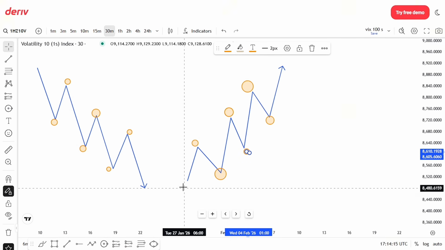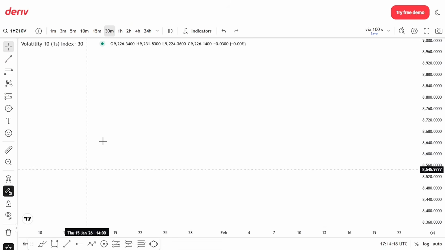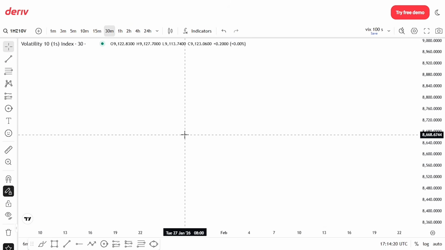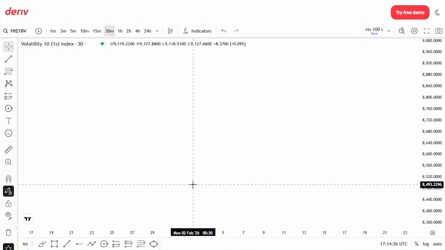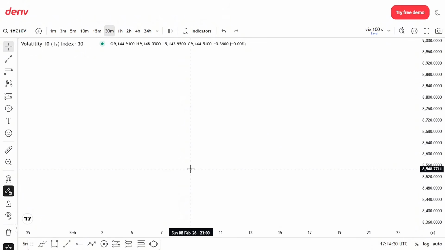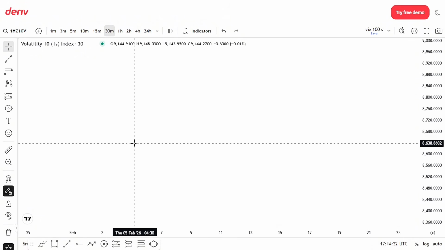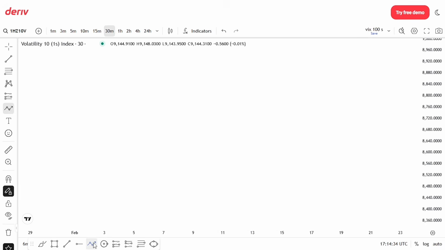So now let's look at the advanced market structure model, which we are actually using. Gold is doing wonders, guys. You don't have to do too much. So now for the advanced market structure, what are we looking at?